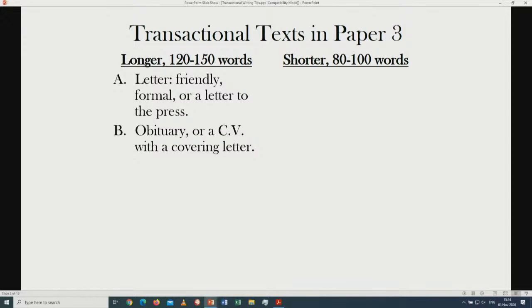Then, the second category, this is a really weird one. You've got a choice between an obituary or a CV with a covering letter. Now, until recently, nobody has ever been able to set a question involving a CV with a covering letter, because you've only got 150 words in which to set the question. How do you have a CV and a covering letter in 150 words? Until last year in the final exam, the national paper, they actually managed to set such a question. They gave the CV and said, right, set the covering letter. And I have included it as an example of these texts. So we'll take a look at that a bit later.